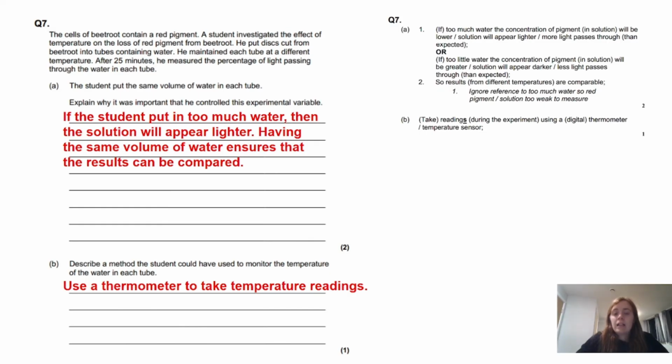And it says readings, so the letter S there is in bold and it's underlined, and that's because it's vital that you've understood that multiple readings are being taken, because it says monitoring the temperature in each tube. So that says that you're taking multiple readings. So you need to make that plural in order to get the mark.